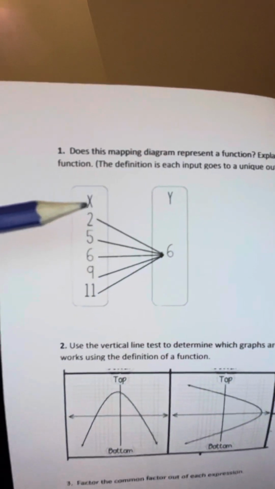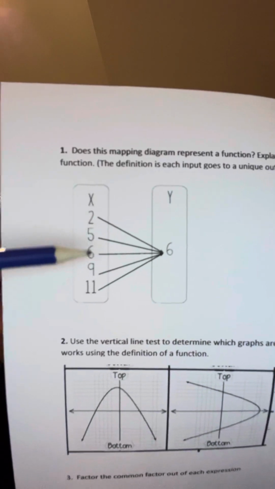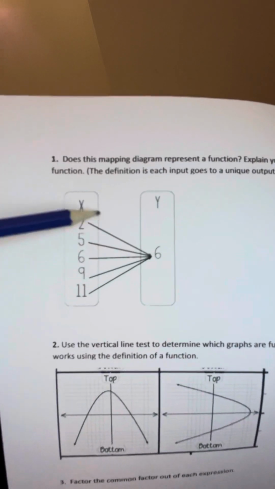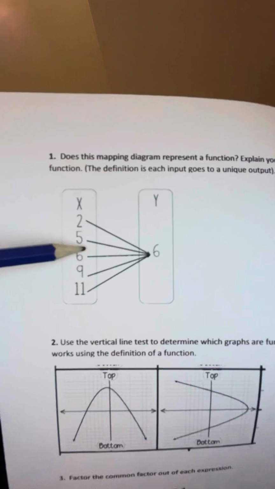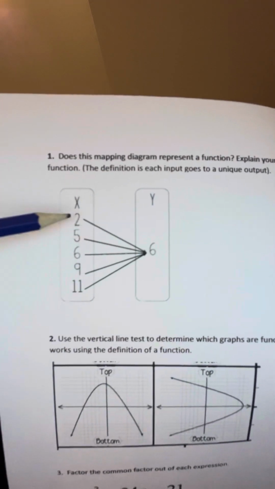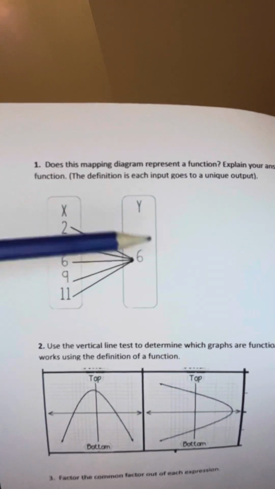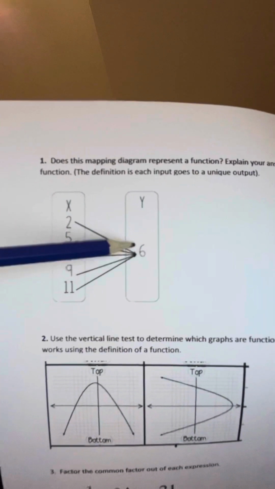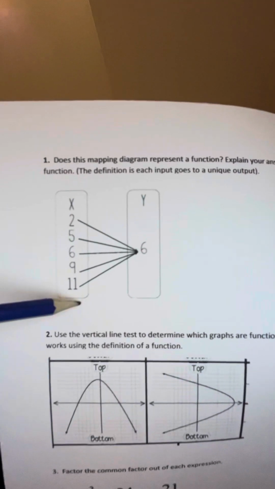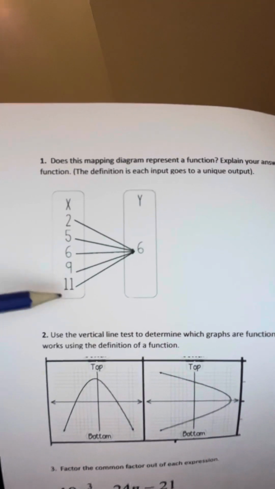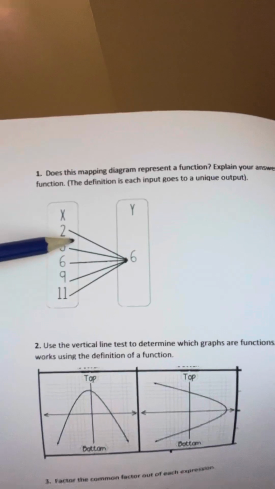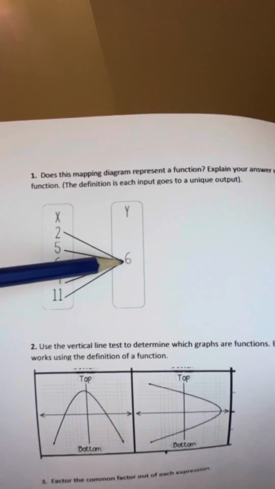Okay, so the first question says, does this mapping diagram represent a function? See, all of the x's go to only this 6, and some people might get confused and be like, well, no, that's not a function because multiple go to 6. But it would only be like that if it was the other way around. Just pretend there were two 2's and the 2 had two outputs to 6.